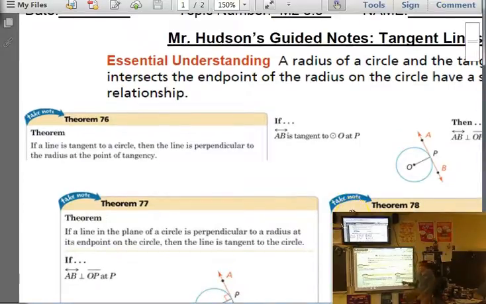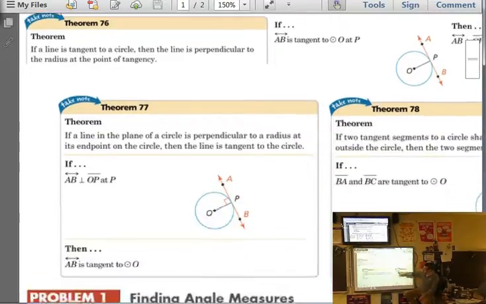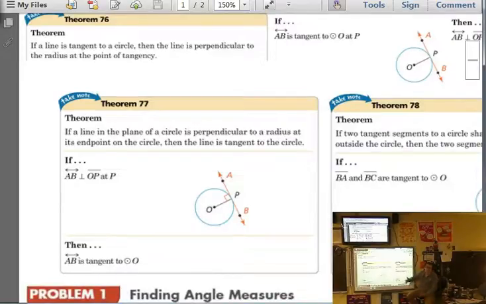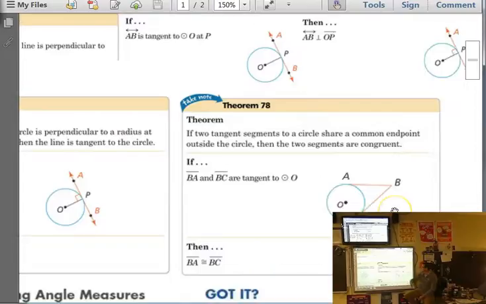Is now perpendicular to that. Likewise, if I have a line that I know is perpendicular to a radius, it in turn has to be a tangent line. Now, here's the relationship that is kind of mind-blowing, and most people have a little bit of an issue accepting. If BA and BC are both tangent lines, and they share an endpoint on the exterior of the circle, they must be congruent.